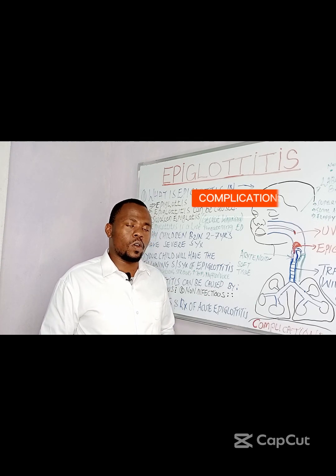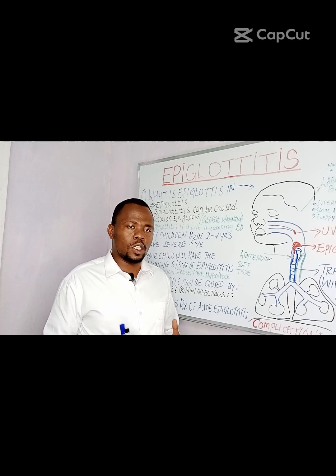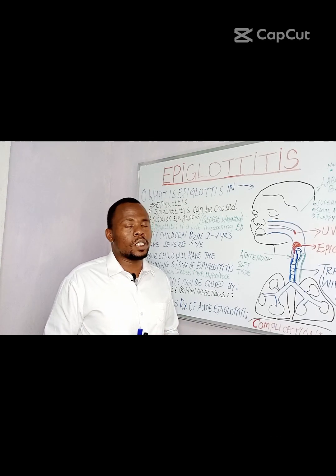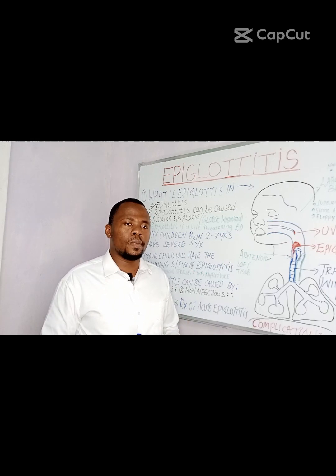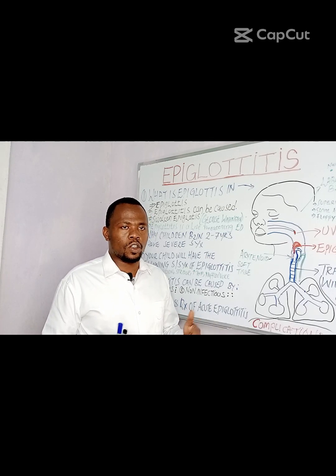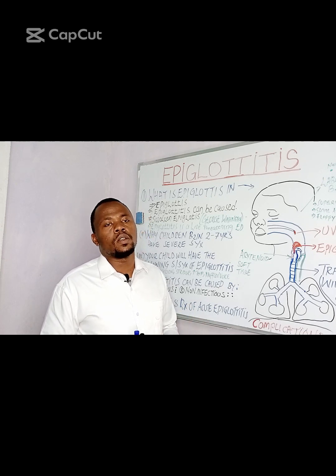What are the complications of epiglottitis? One, those bacteria that cause epiglottitis can also cause meningitis. Two, if epiglottitis is mild and not treated, it can result in epiglottic abscess. Epiglottic abscess is a boil of the epiglottis. Three, the infection can move downward and result in pneumonia, and also it can move down to the lungs and result in what we call pulmonary edema. Pulmonary edema is the accumulation of fluid in the lung tissue.